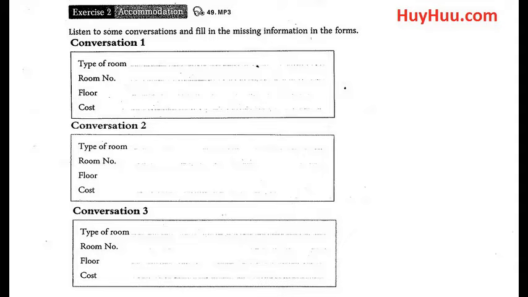Exercise 2. Accommodation. Listen to some conversations and fill in the missing information in the form.